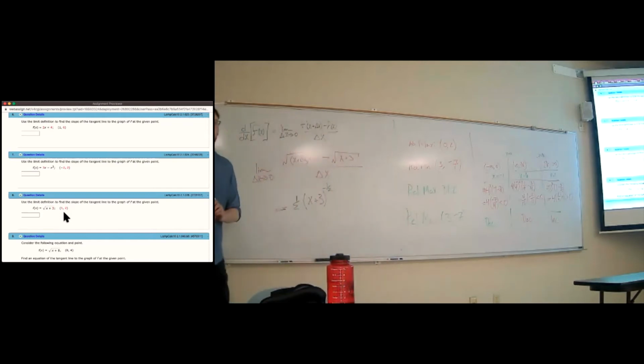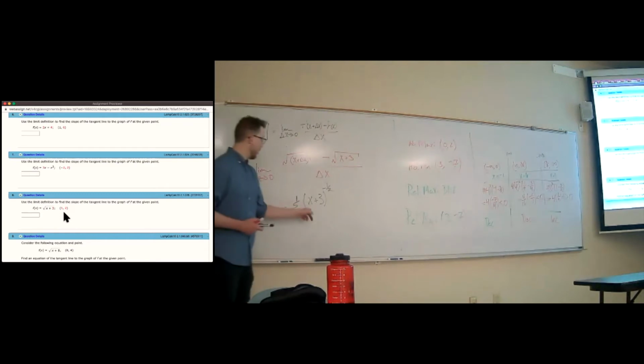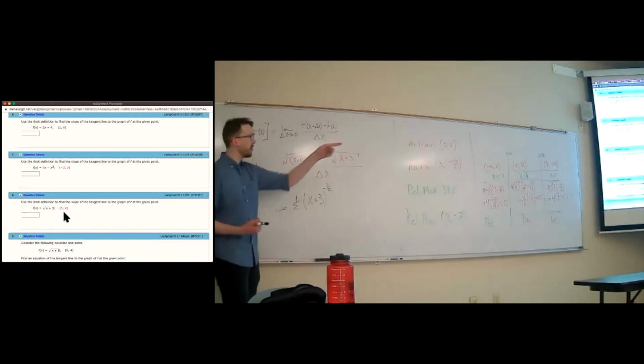Once we get to this point, then we're going to plug in 1. So we should get 4 here. The square root of 4 is going to be 2. So 1/2 times 1/2 is going to be 1/4. That should be the answer to this problem.